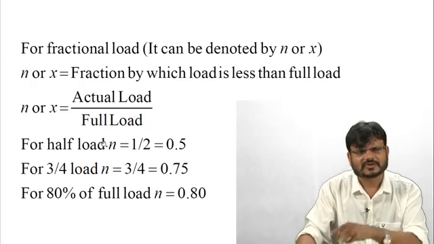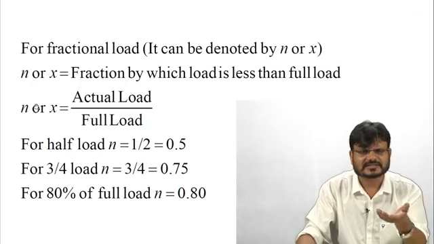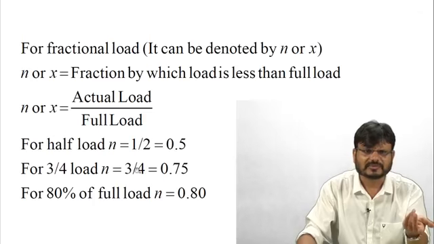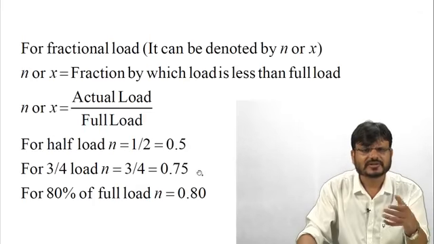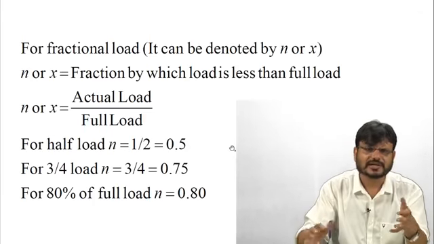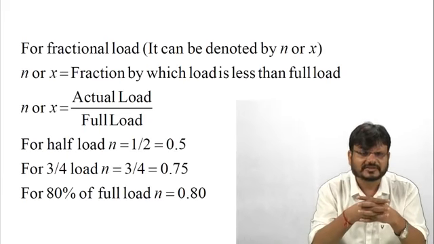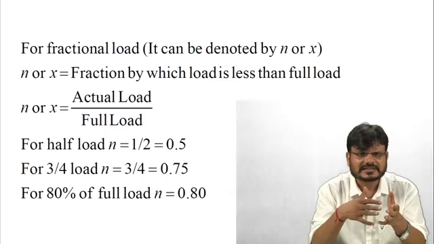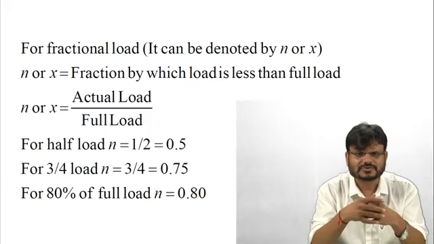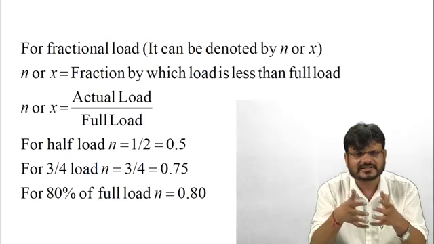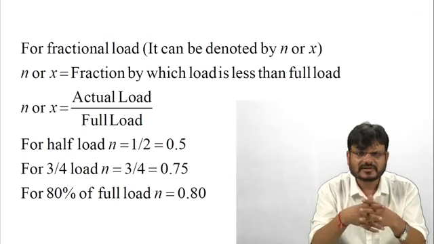As I already told you, this N or X is basically denoted as the fractional load. This N may be 1 by 2, it may be 3 by 4. Suppose it is asked to find the losses, or the efficiency, at 80% of the full load. Then you can write N or X is equal to 0.8. If it is asked at 70%, then you can write X is equal to 0.7.